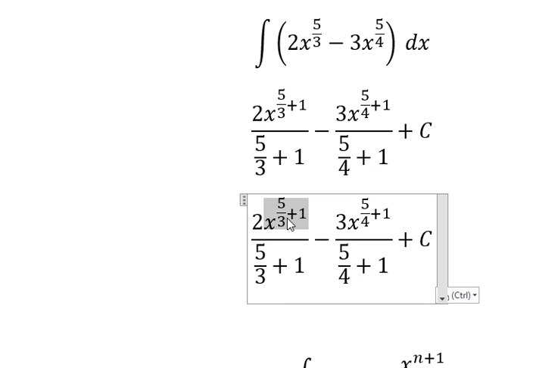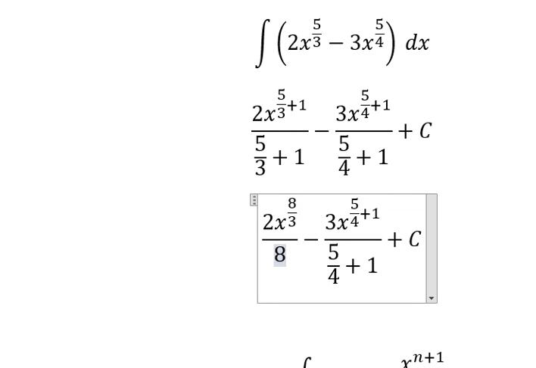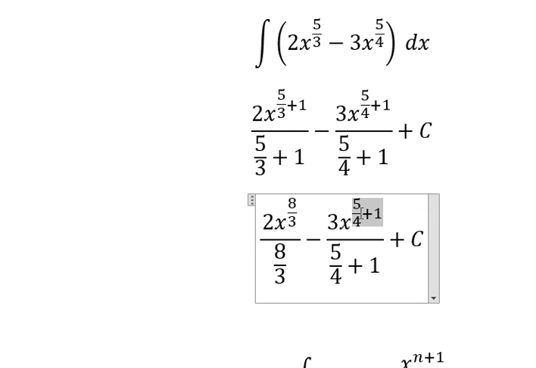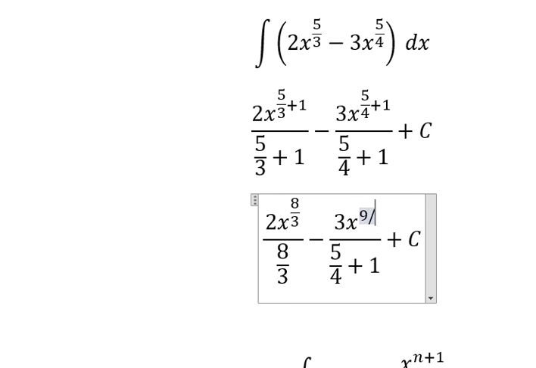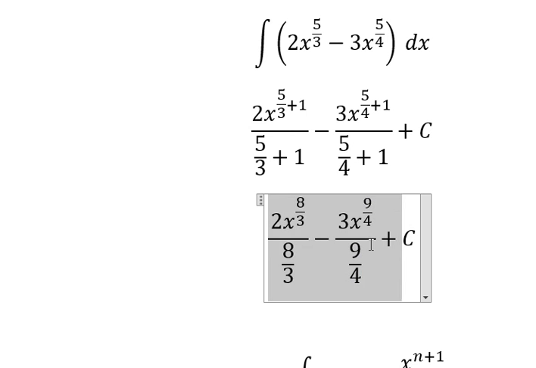So this one we will have about 8 over 3. This one we have 8 over 3. This one we have 9 over 4. This one we have 9 over 4. And this is the final answer. This is the end.